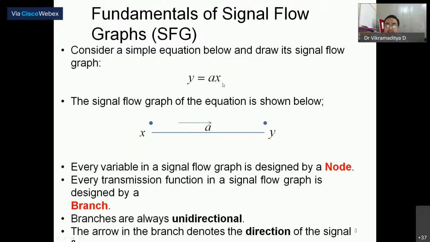It is very clear. So what does this equation represent? The signal y is equal to a times x. So two variables are there. So how many nodes? In fact, I have told you that the number of nodes is decided by the number of variables in the system. Two variables are there, so how many nodes? Please write in the chat box. Everybody should write down how many nodes there will be in this equation y is equal to ax.